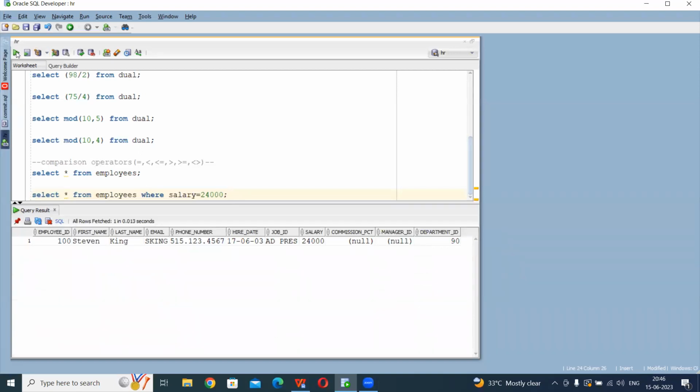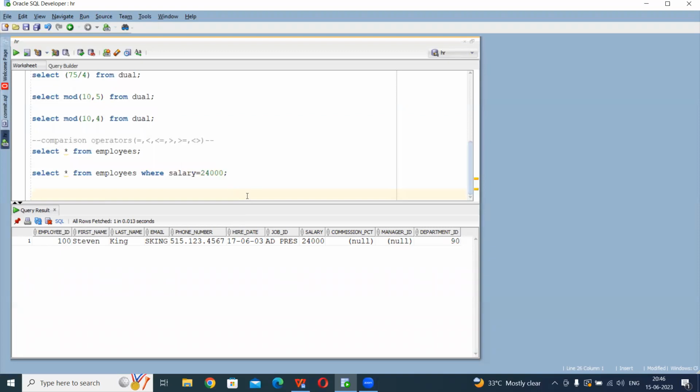So what happens if I run this query? All the records from the employee table will be retrieved based upon this condition only. Here I have mentioned salary is equals to 24,000. So whichever records have a salary matching 24,000, only those records will be displayed to us in the output. So guys, this is about the equals to operator. Now we'll go for the next operator.